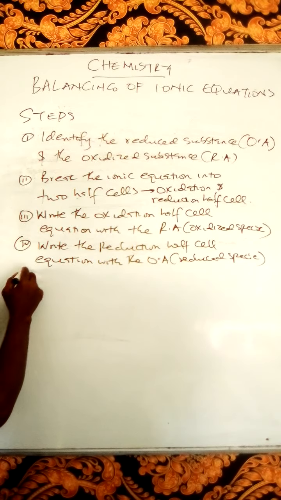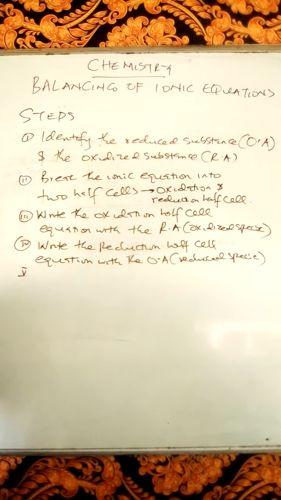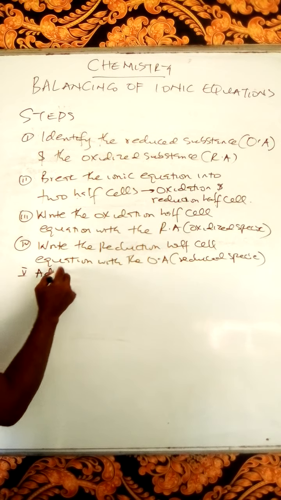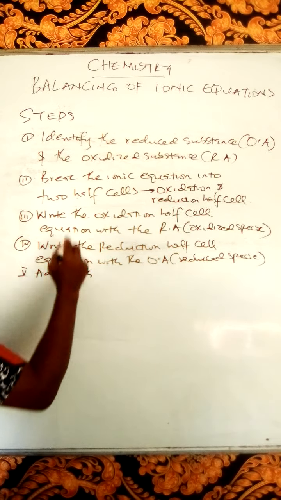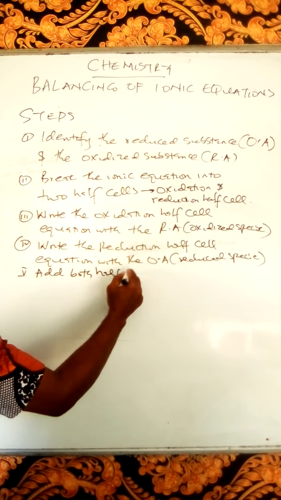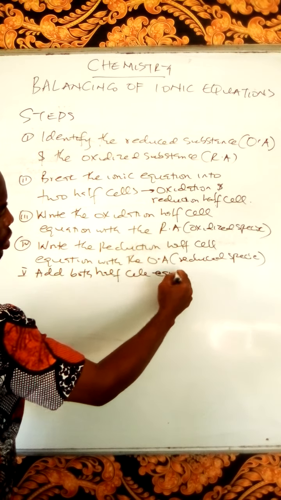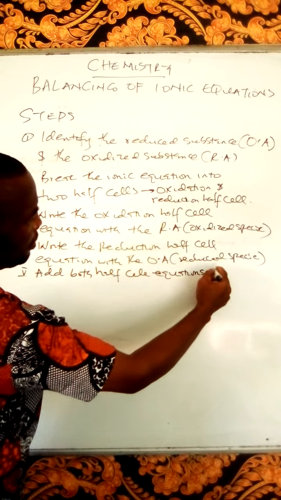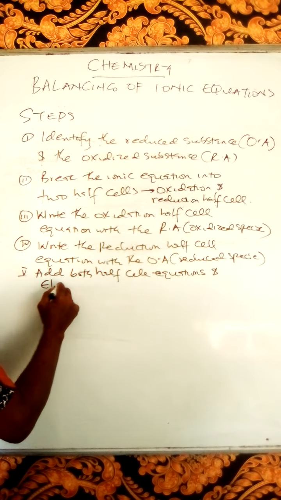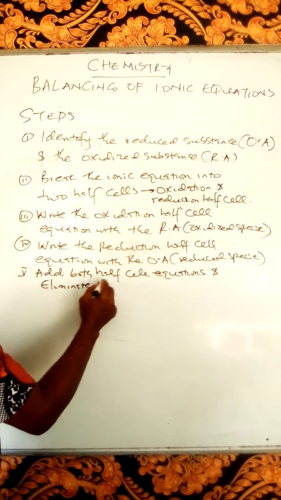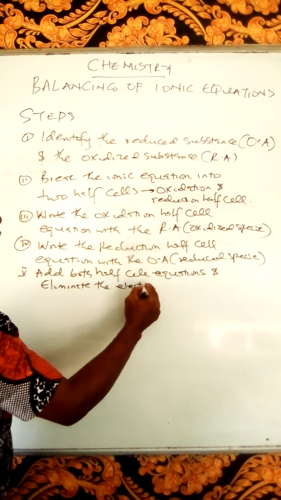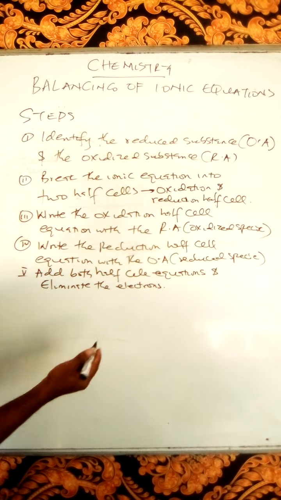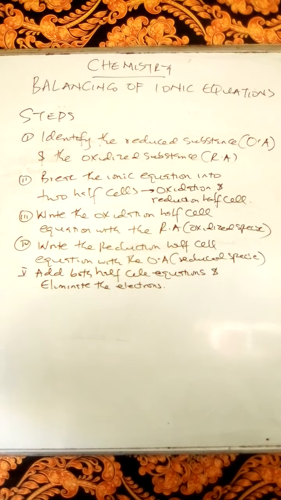Then the fifth step is add both half cell equations and eliminate the electrons. So if you follow these steps religiously, you're going to get your answer.